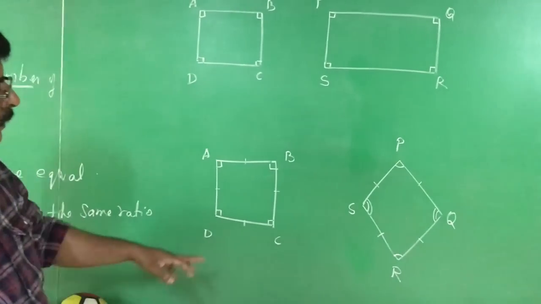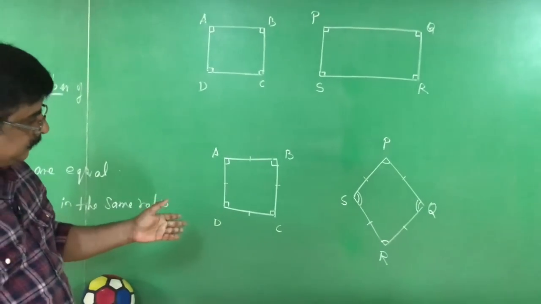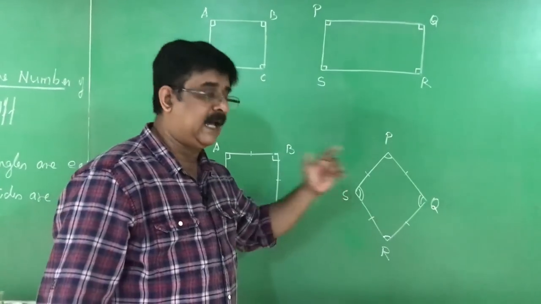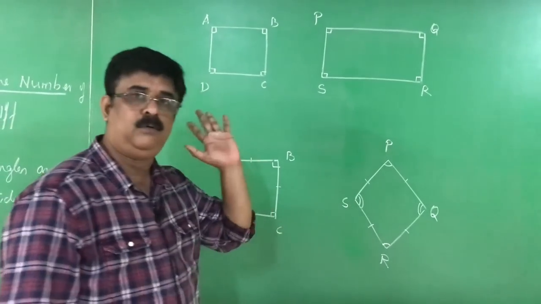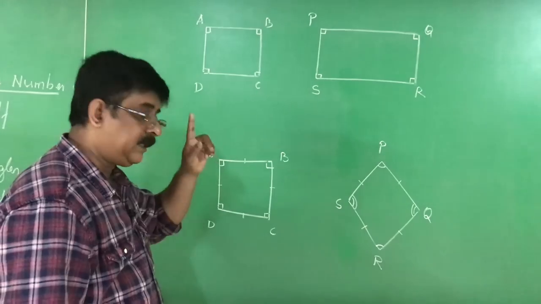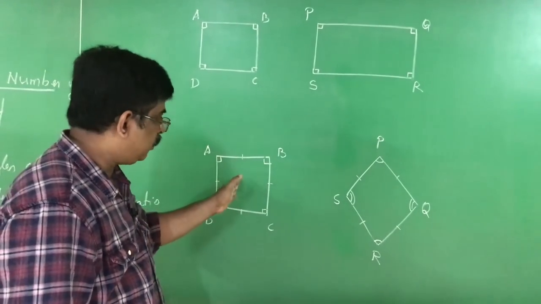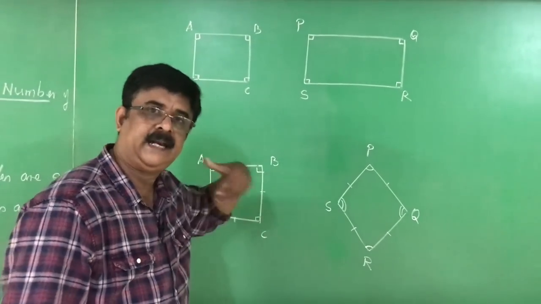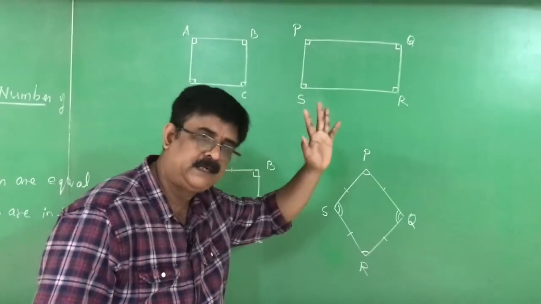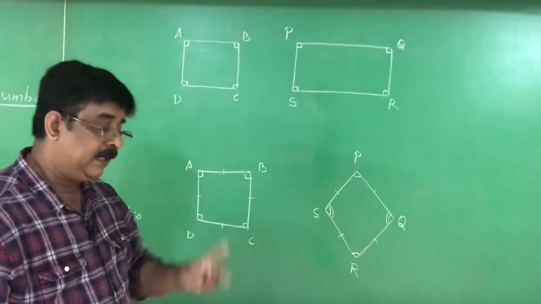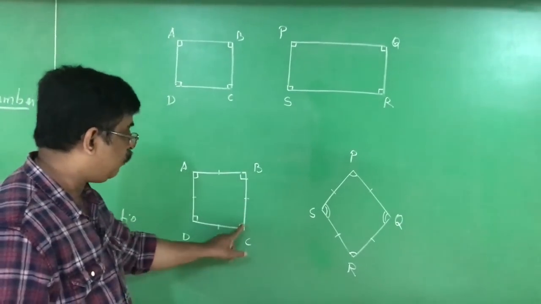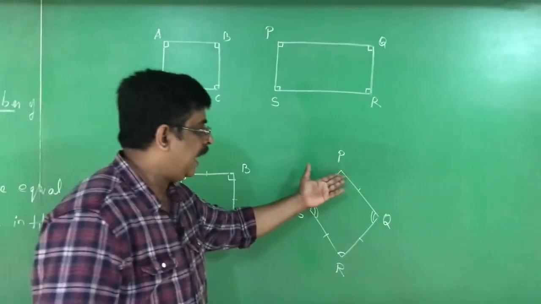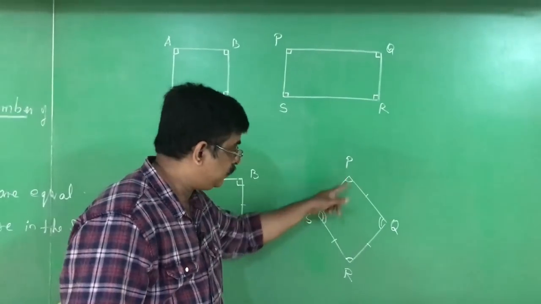See. Now they will ask you a question. Are a square and a rhombus similar? No. Why? Check the condition. Both of them have the same number of sides. Right? Second condition, their corresponding angles should be equal. Here angles are equal to what? 90. Here angles are not equal to 90. Here opposite angles are equal.